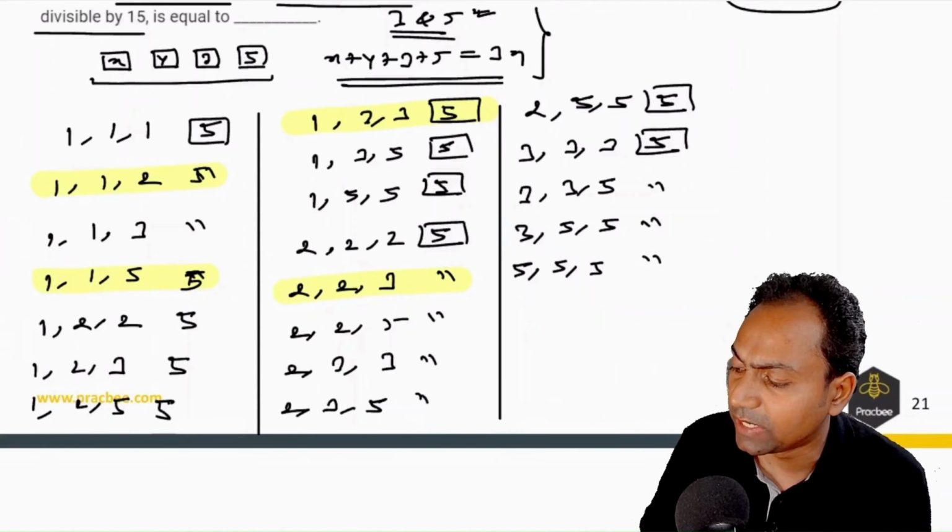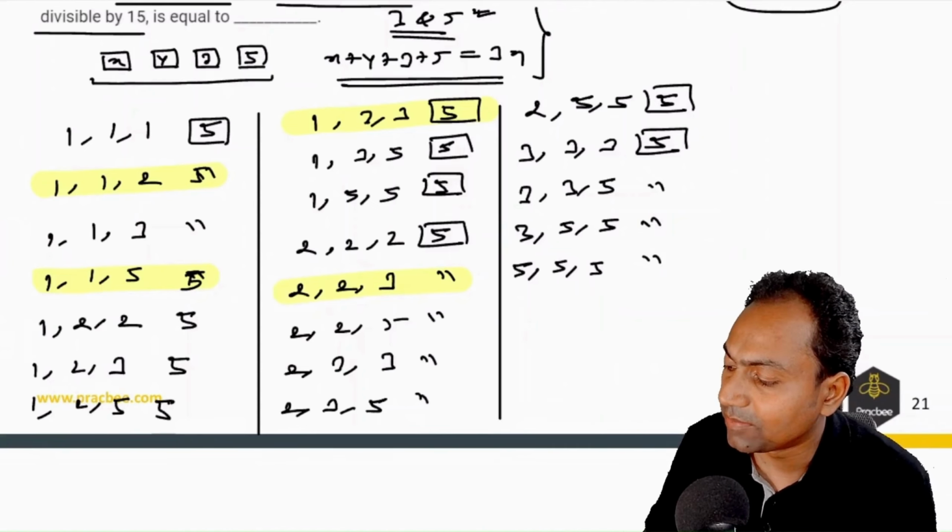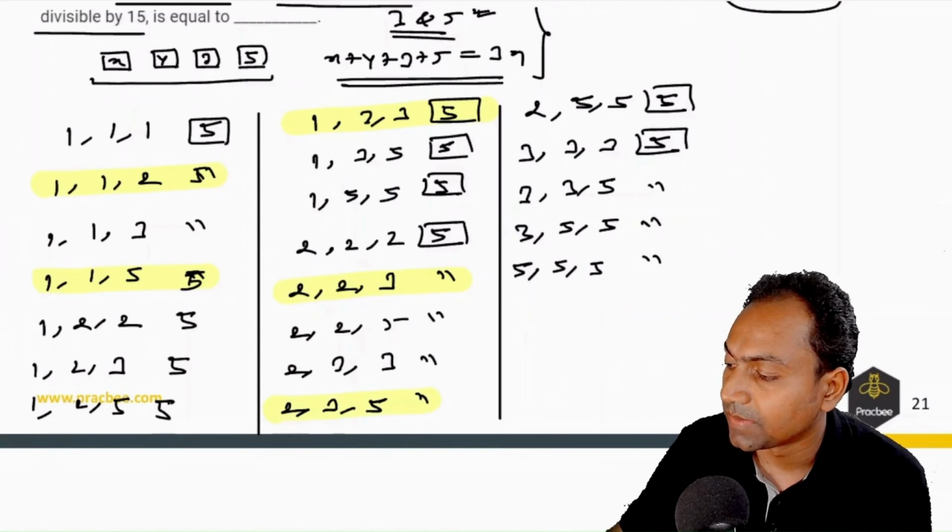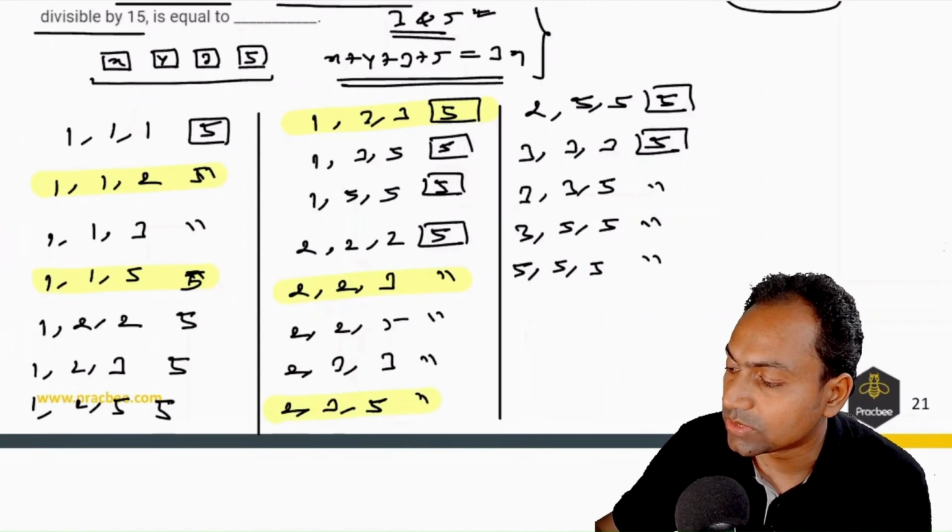Again, not possible. 5 plus 6 is 11. 11 plus 2, 13. Not possible. 5 plus 5, 10. 10 plus 5, 15. This is fine. And then the next one is 15 plus 2, 17.